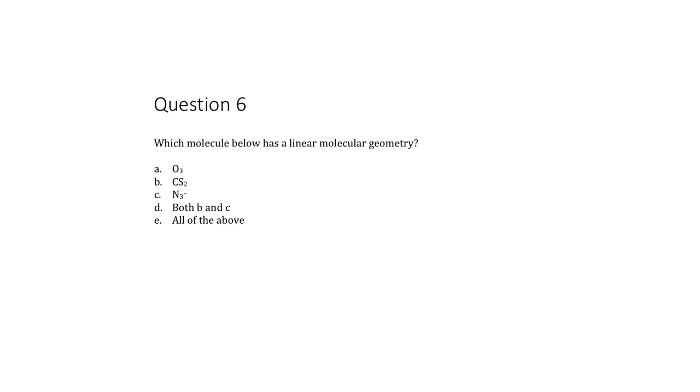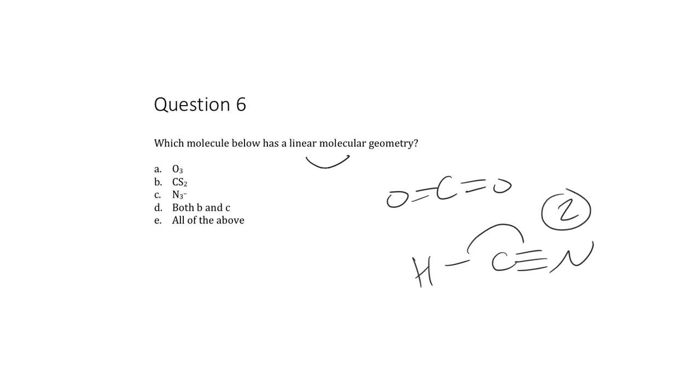So a linear geometry will come up for an atom that has only two domains. So like CO2 has two domains, and HCN would have two domains, also be perfectly 180 degrees. CS2, like CO2, would also have two double bonds. It also has 16 electrons, just like CO2.